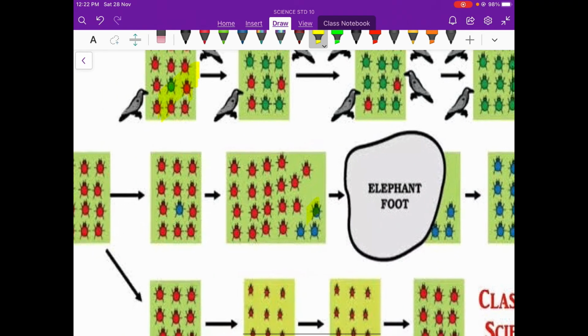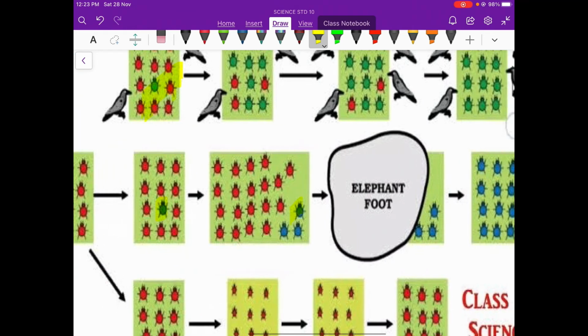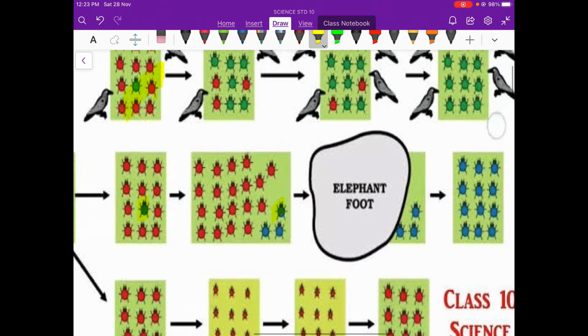Another case, the second situation, we will see there are red beetles and by some error in copying you get a blue beetle. Now these blue beetles start multiplying, and after some days you will have red beetles and blue beetles both together in that bush. Now remember, red and blue both are visible, so they are equally eaten by the crows.